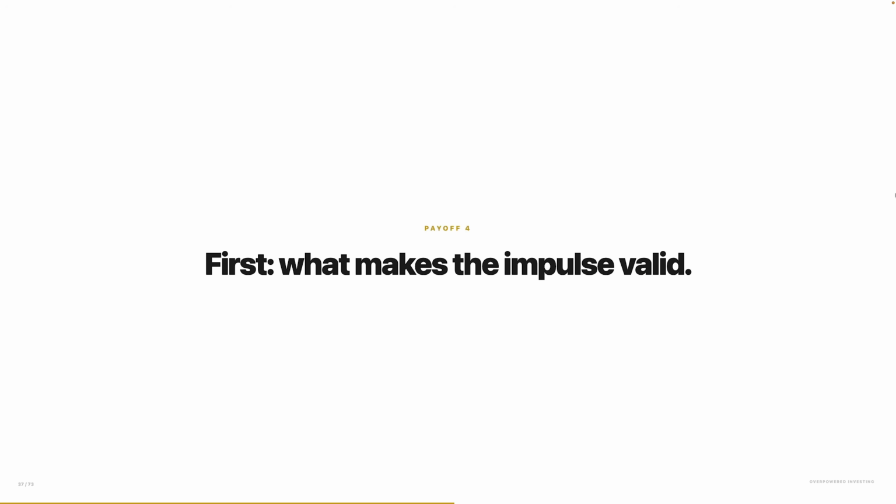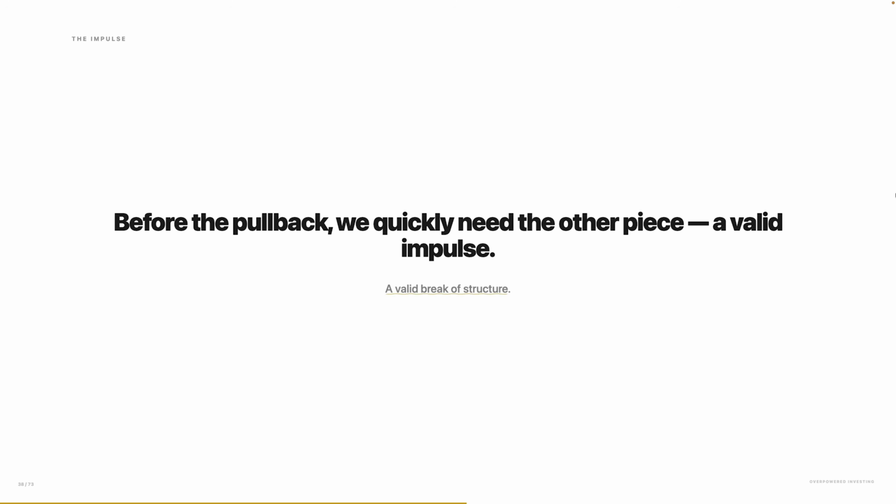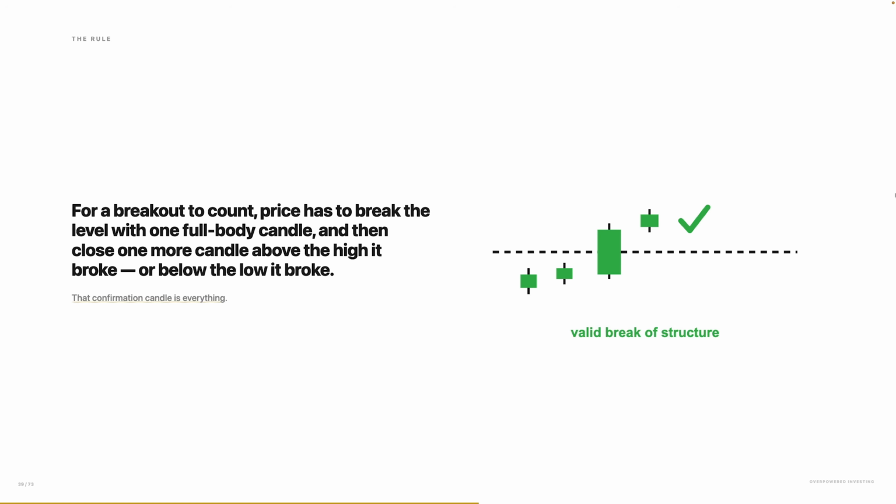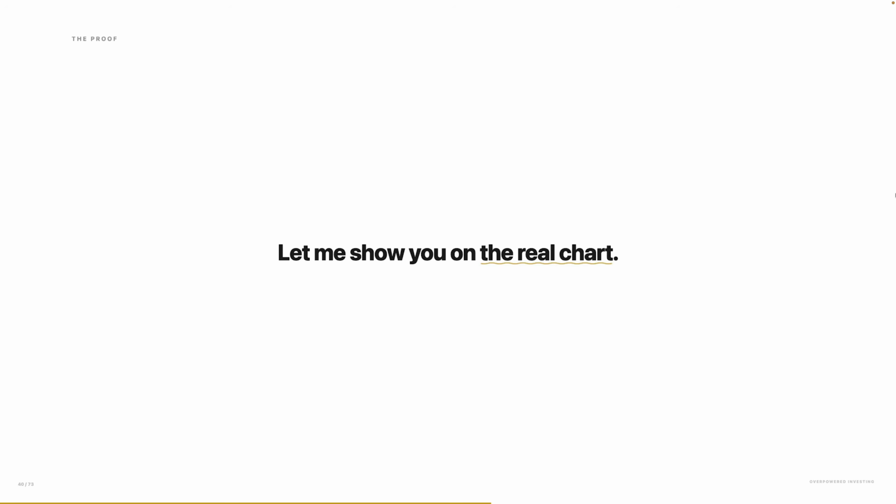First, what makes the impulse valid? Before the pullback, we quickly need the other piece, a valid impulse, a valid breakout structure. For the breakout to count, price has to break the level with one full body candle, and then close one more candle above the high that it broke or below the low that it broke. That confirmation candle is everything. Let me show you this on the real chart.